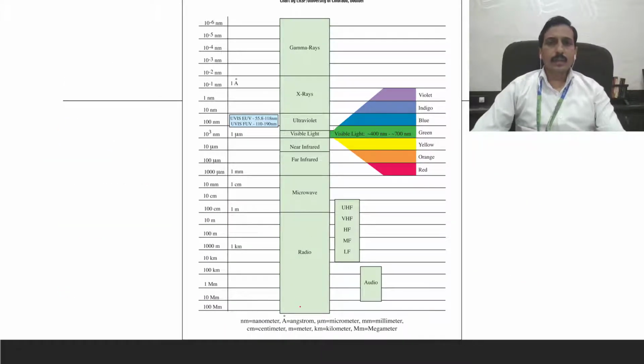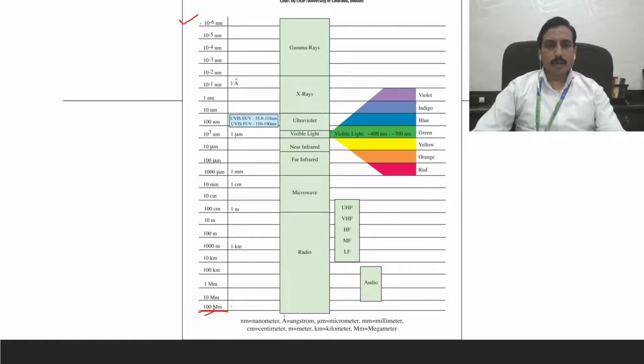Now here you can see a very beautiful picture of the spectrum. This is called a spectrum. Why is it called a spectrum? Because it ranges from minimum wavelength or minimum frequency to maximum wavelength or maximum frequency. Here I have used the word maximum for wavelength but minimum for frequency, and here I have used the word minimum for wavelength and maximum for frequency.